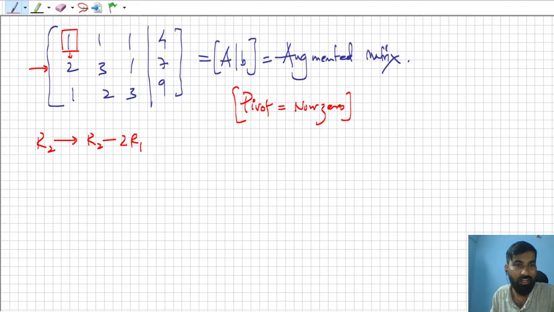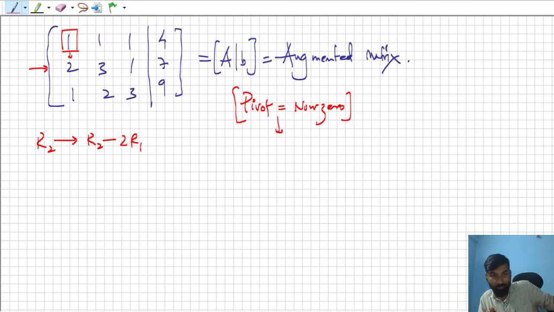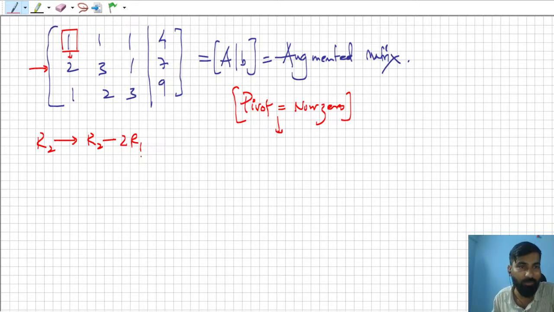R2 minus 2 times R1. You just choose one pivot element, and the criterion is that below the pivot all the elements should be 0, and to the left of the pivot all the elements should be 0. In this case, this pivot does not have anything on the left. But down this pivot there are 2 elements, so you can apply the row operation, and you also have to make this guy 0 by directly applying the row operation.